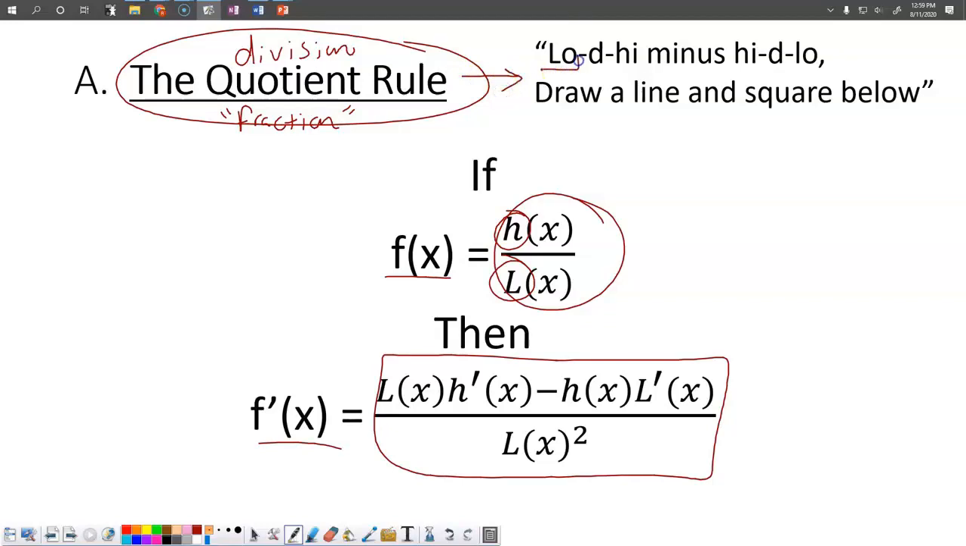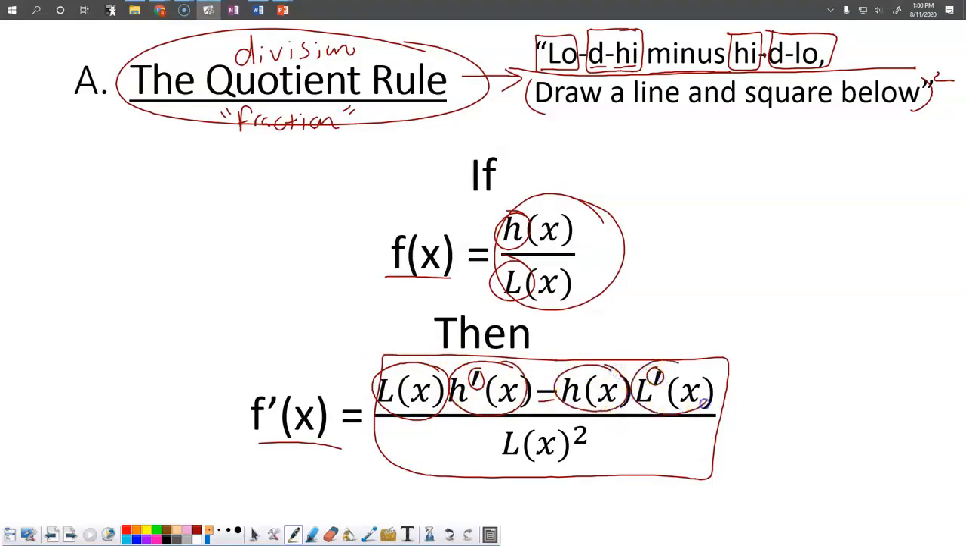So you do the low function multiplied by the derivative of the high function minus the high function multiplied by the derivative of the low function. Draw a line and square below. So there's your rule. So low d high minus high d low. Draw a line, square below. So this is the quotient rule.